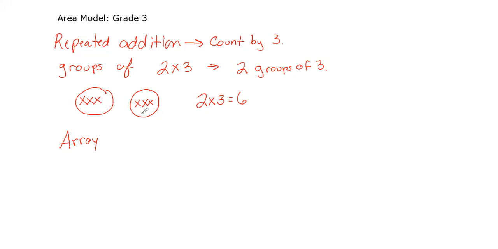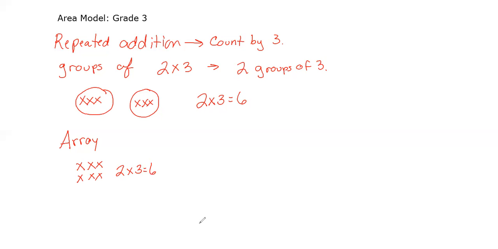Then we can go one step further and turn this into an array. And if we take this and turn it into an array, you now have 2 rows, and each row has 3 in them, which tells us that 2 times 3 equals 6.